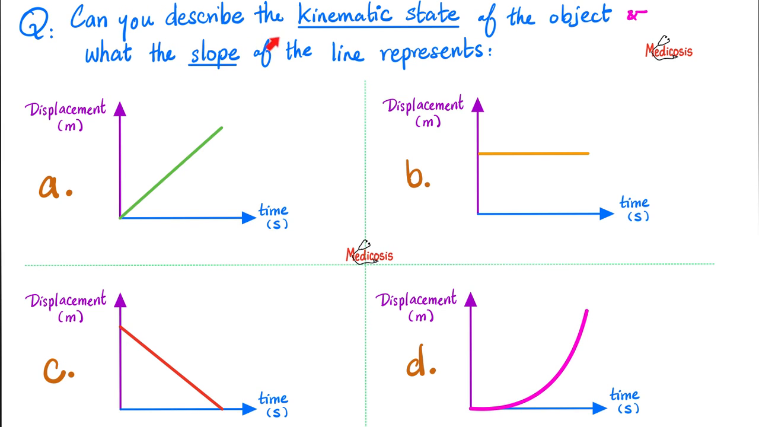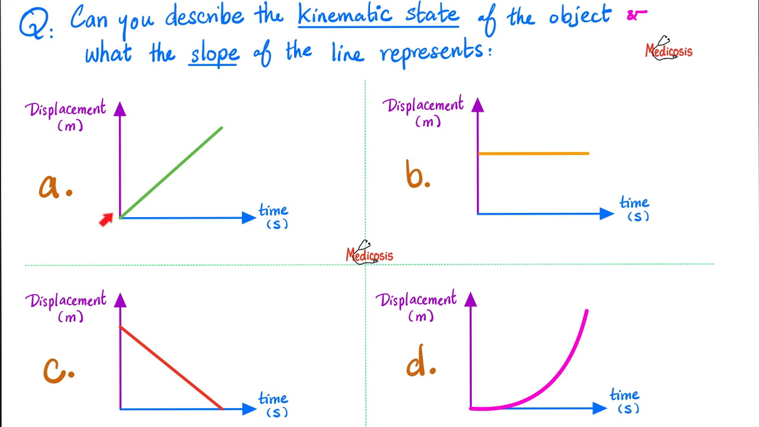Next, can you please describe the kinematic state of the object? Is this motionless? Is this moving? Is it moving at variable speed or constant speed? Also tell me about the slope of each line. What does the slope represent? Does it represent velocity, speed, acceleration, or what? Pause and try to answer this.